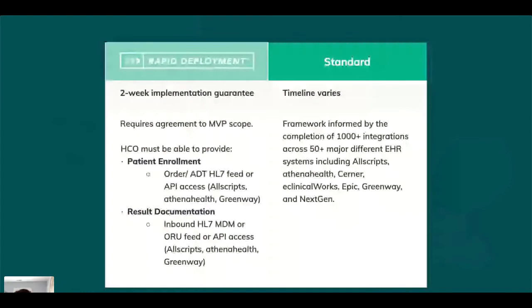So how does that work out from the provider organization side? What needs to be available from that? I talked through how provider organization implementation is different from how a remote patient monitoring solution will interact with Redox and exchange data with Redox. For the rapid deployment model, the provider organization in question, for us to commit to the 2 weeks, has to be able to make available an outbound order or ADT HL7 feed, or have API access to the equivalent on the EHRs, Allscripts, Athena Health, or Greenway. Again, we can power this integration with any EHR and with other mechanisms, but this is for the rapid deployment model.